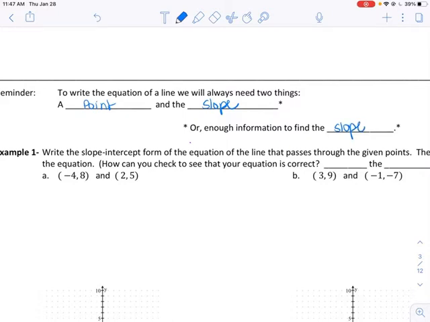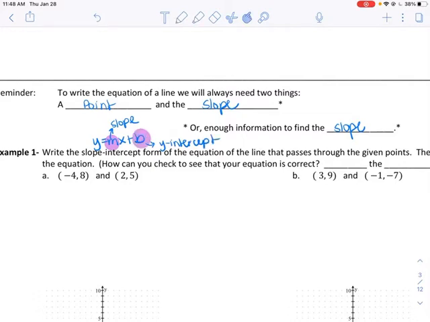We've been writing linear equations of the form y equals mx plus b, which is slope-intercept form. The m stands for the slope, and the b stands for the y-intercept. So anytime you write an equation in this form, you need those two pieces of information.